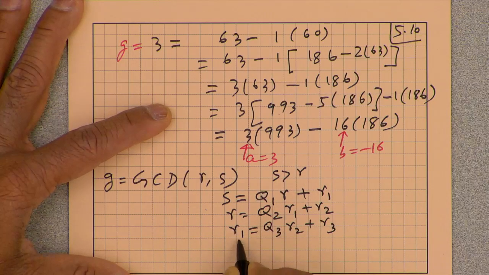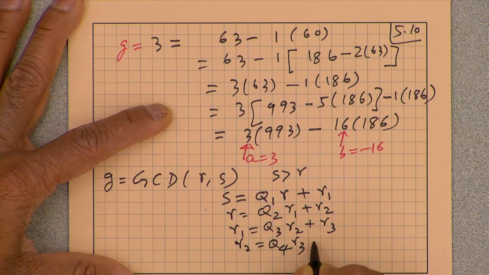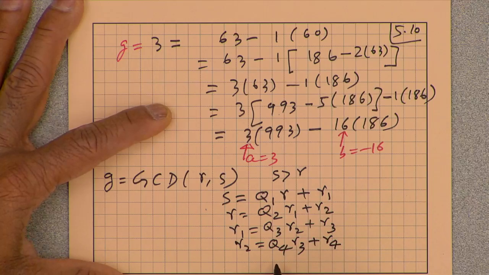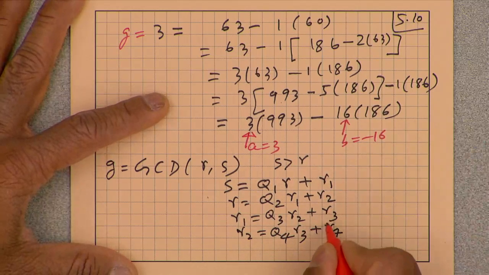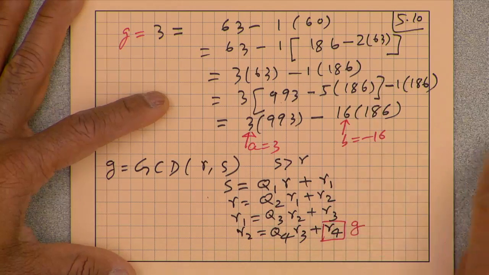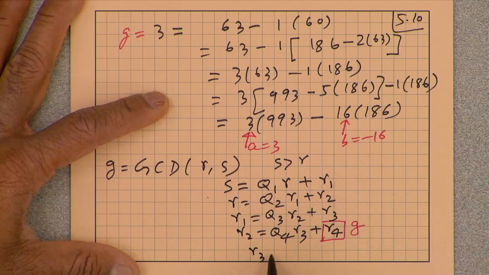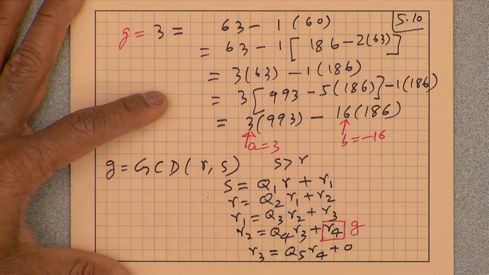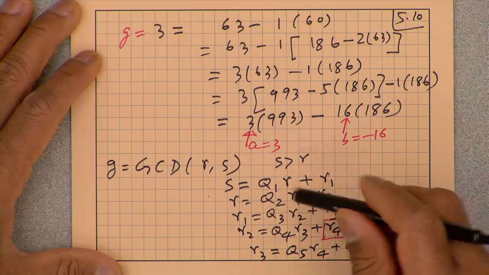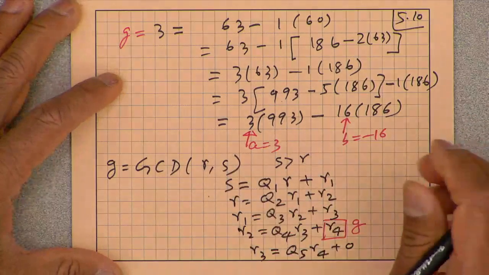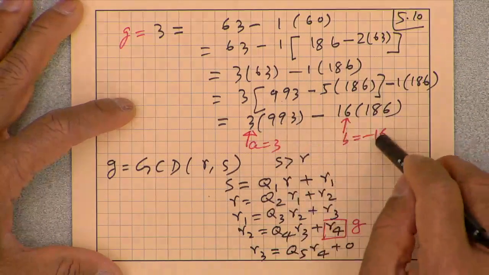And then you continue until R2 is equal to Q4 R3 plus R4, and let's say that this is the last. So this is the GCD. Why? Because R3 is equal to some Q5 R4 plus 0. I can stop here. Okay, so then how do I express R4 as a linearly weighted sum of R and S, where the weight coefficients are integers?